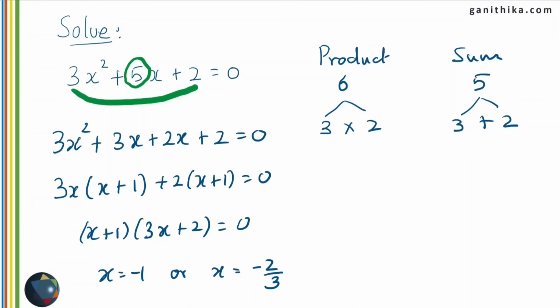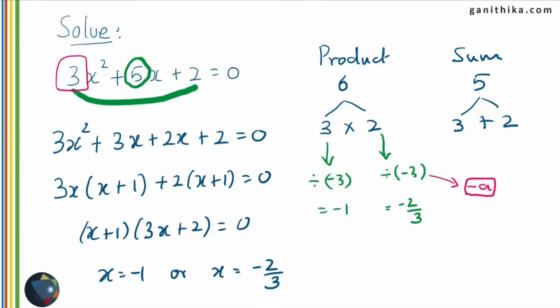Okay, let's see something special from here. When you divide 3 by -3, you get -1, which is one of the roots. And if you divide this 2 by -3, you get -2/3, which is the other root. So where is this -3 coming from that we are dividing by here? You can see that the leading coefficient of the equation is 3, and therefore the -3 is nothing but -a, where a is the leading coefficient. Therefore, we are dividing by the opposite sign of the leading coefficient to get the roots.